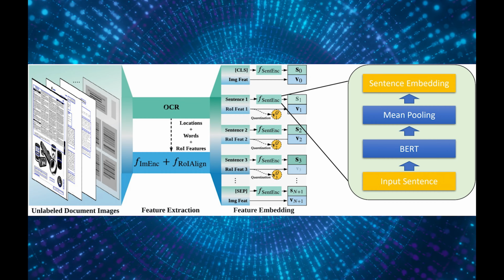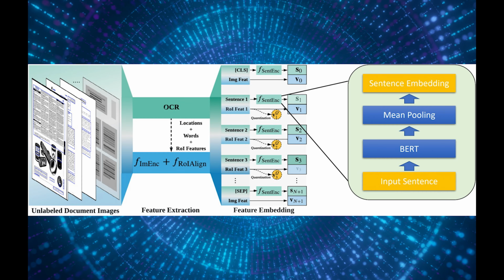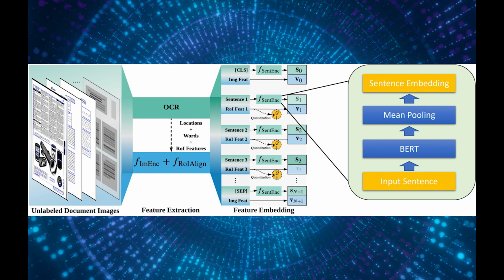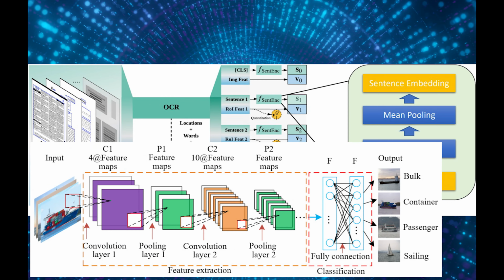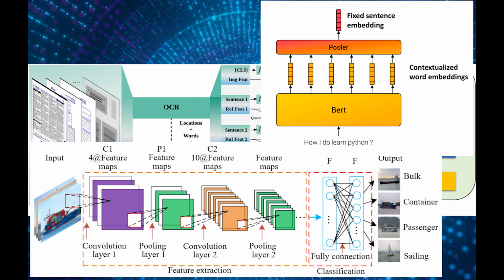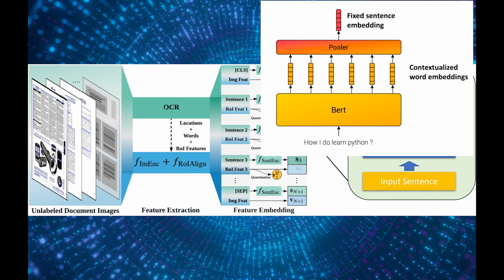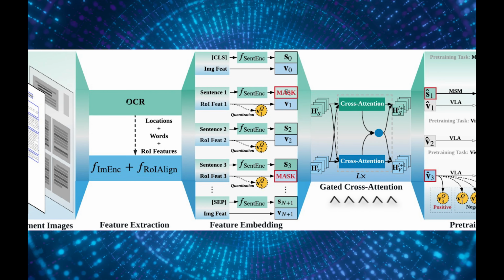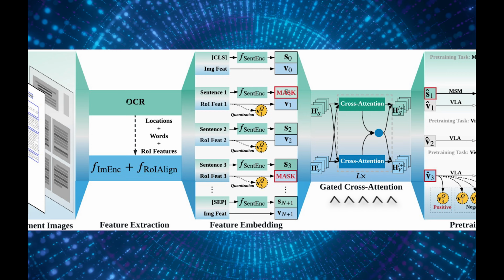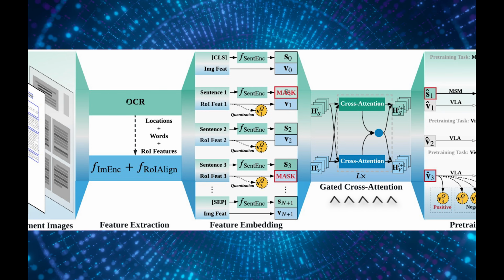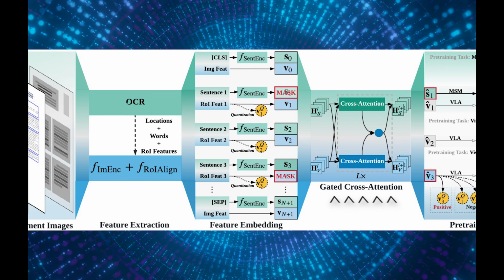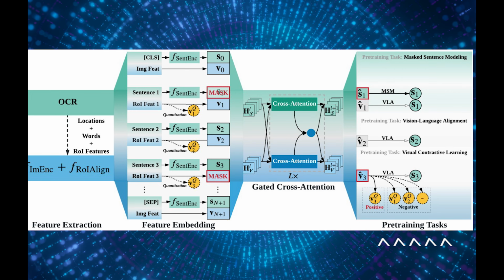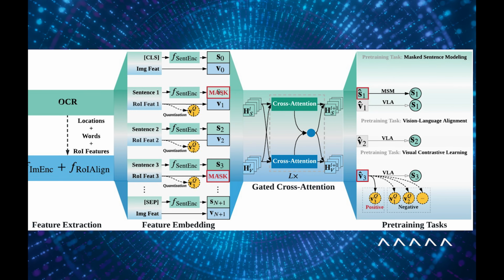Namely, given the output of the previous extraction step, the framework takes image regions and words that correspond to each document element as inputs, and extracts their respective embeddings through a visual feature extractor and a sentence encoder. These visual feature and language feature embeddings are then fed into the multi-layer gated cross-attention encoder. The multi-layer gated cross-attention encoder is a transformer-based encoder that integrates the embeddings of visual features and language features from previous steps together. The model is then pretrained with 3 tasks: masked sentence modeling, vision language alignment, and visual contrastive learning.